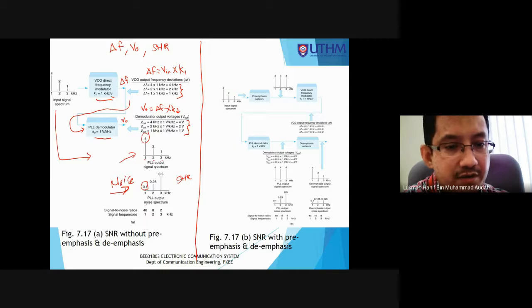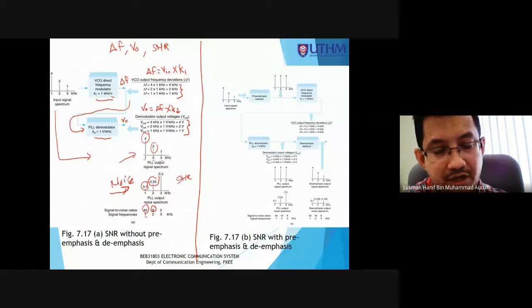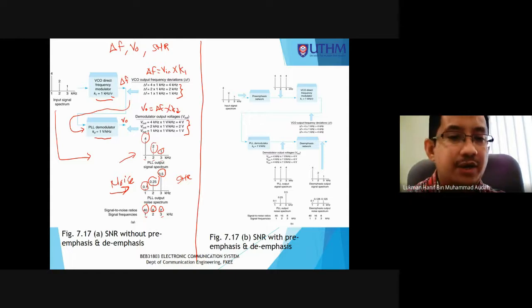Okay, so SNR means signal level divided by noise level. So we get 40 here at 1 kilohertz. And then 2 volt divided by 0.25, we get 8 SNR. 1 divided by 0.5, we get SNR equal to 2 at 3 kilohertz. Nampak, so ini nilai SNR-nya.